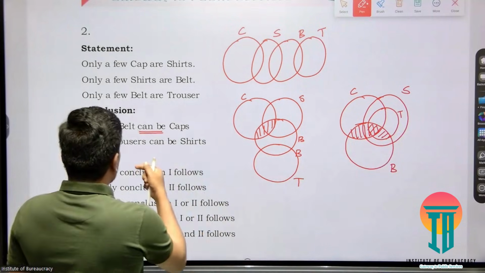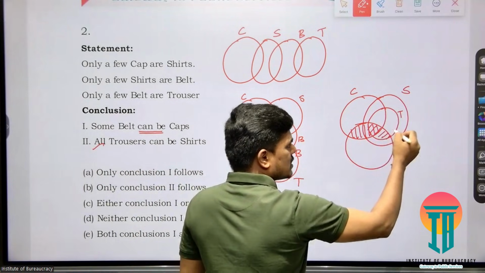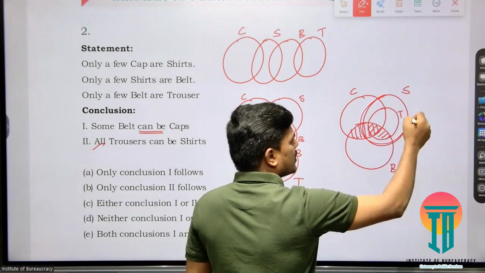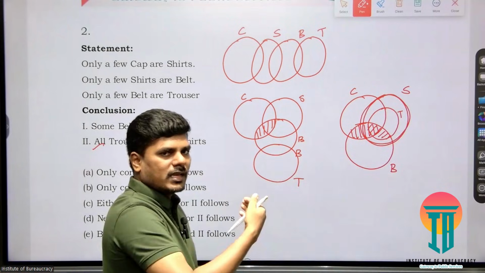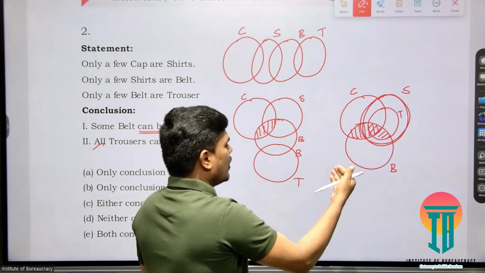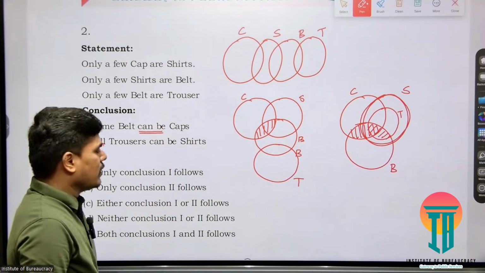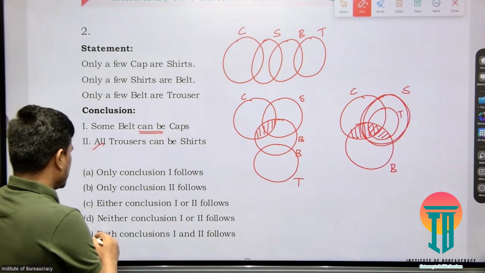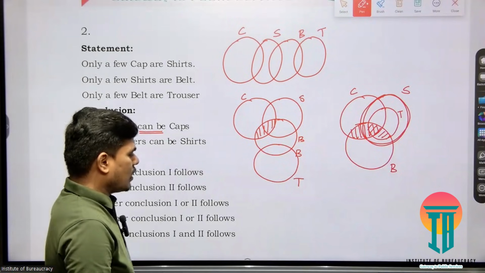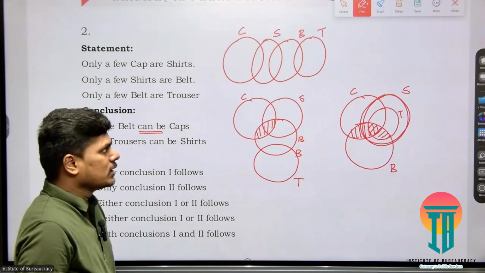For the second conclusion, all trousers can be shirts. Yes, all trousers are within shirts. So there is a possibility. They are asking 'can be', and can be means a possibility. There is a possibility for both conclusions to be true. So in that case, both conclusions 1 and 2 follow. This is how we answer this question.